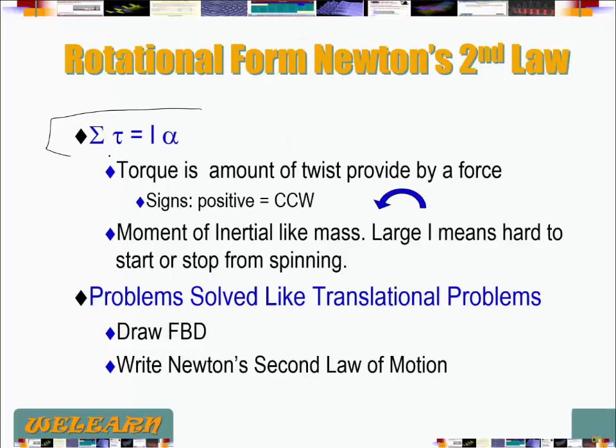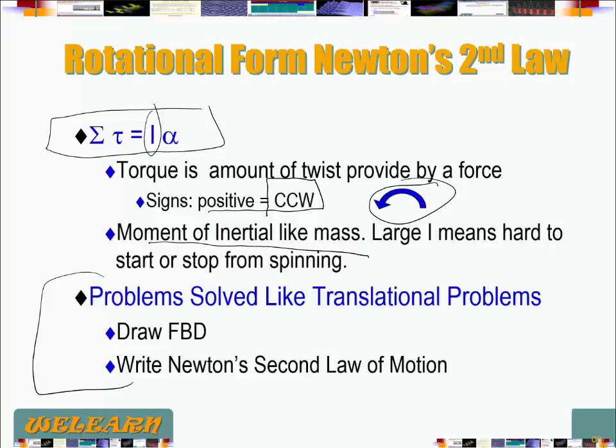So in summary, Newton's second law of motion is: the sum of all torques is equal to I alpha. Remember that we use counterclockwise as positive by convention. Remember, moment of inertia is the equivalent of mass. How do we solve problems? Very much like translational problems. We draw a free body diagram and then write Newton's second law of motion.